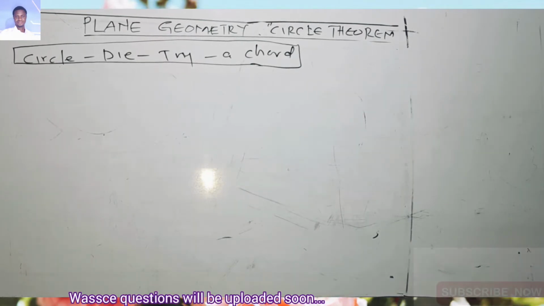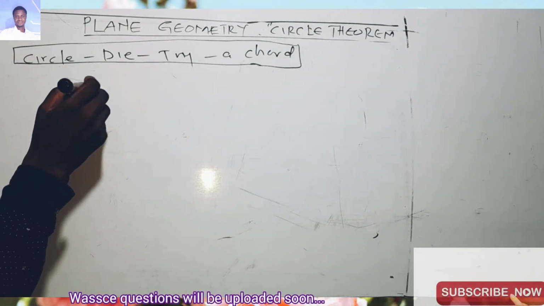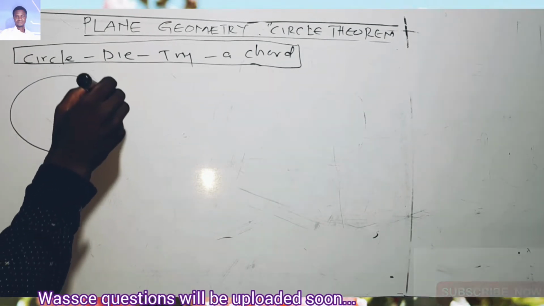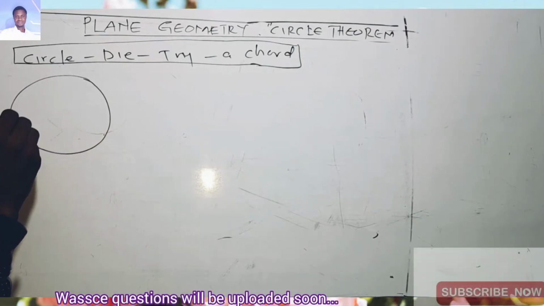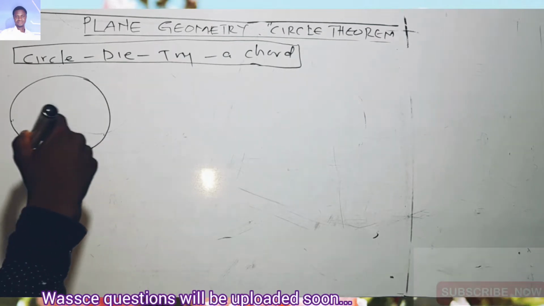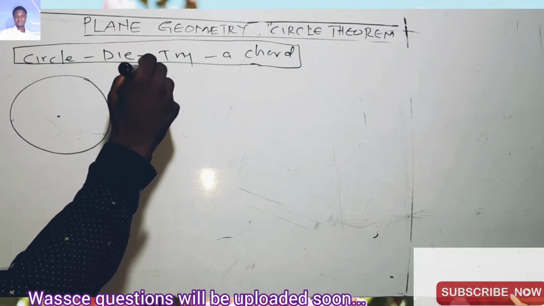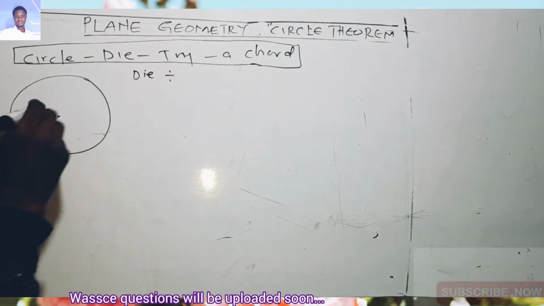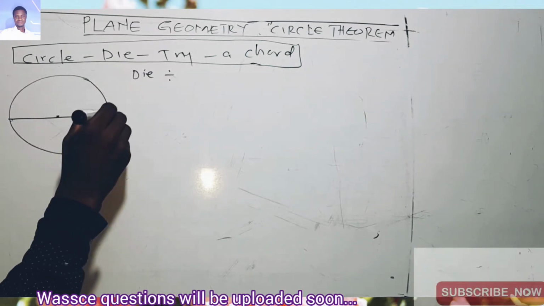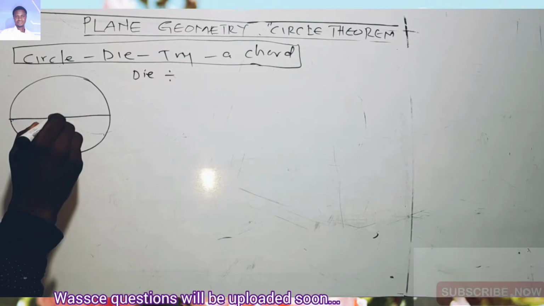Alright, so we look at that with the diameter. We know that if we have a circle this way, with the center here, remember diameter, remember divide. Any line that divides the circle into two, passing through the center, is a diameter.